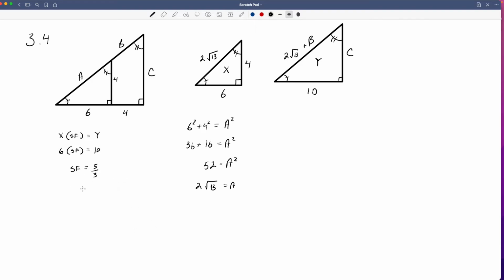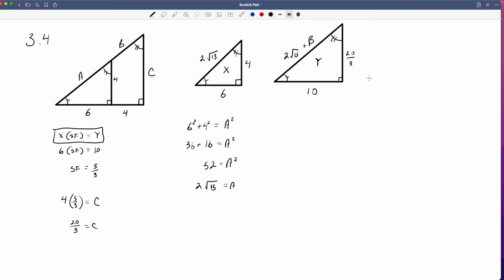Right? So we have that now. Now I can use this same formula to do the rest of them. So I'm going to find C using this. So 4 times my scale factor of 5 over 3 is the value of C. So that's going to be 20 over 3 is equal to c. So now I know what c is, and that is 20 over 3. Very straightforward there.